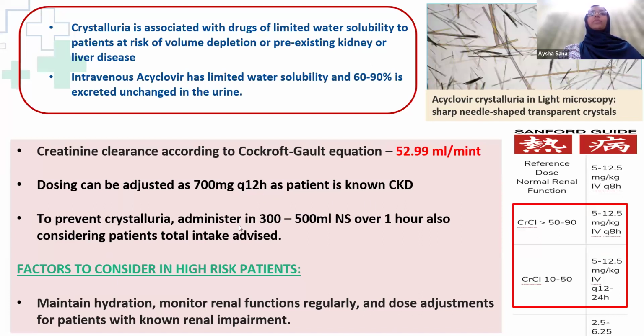And to prevent crystalluria, we have to administer in 300 to 500 ml NS over 1 hour, also considering the patient's total intake as advised. Factors to consider in high-risk patients: maintain hydration, monitor renal functions regularly, and dose adjustment should be made for patients with renal impairment.